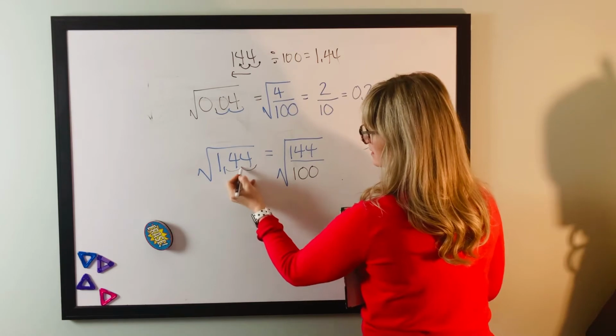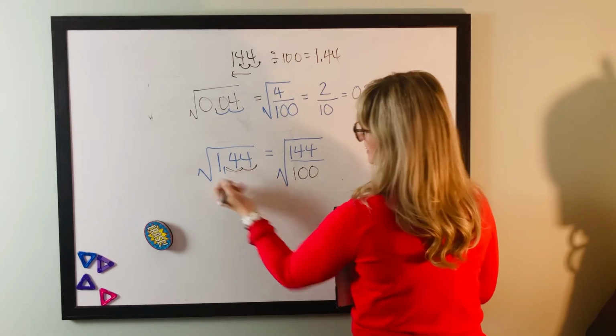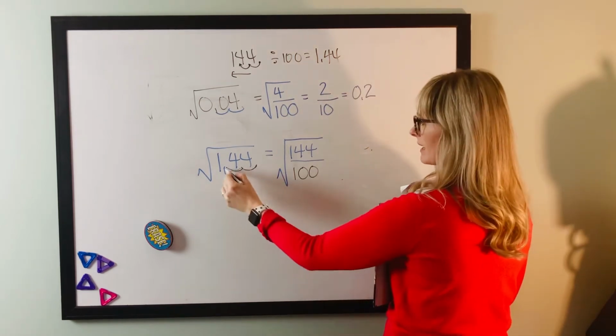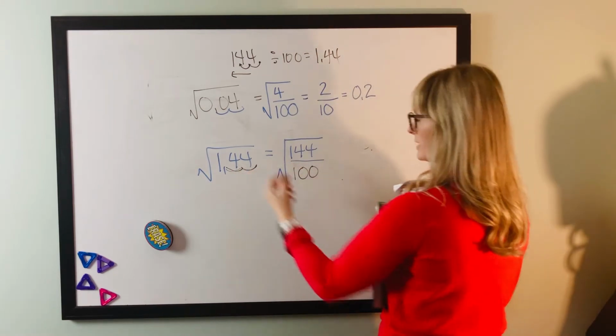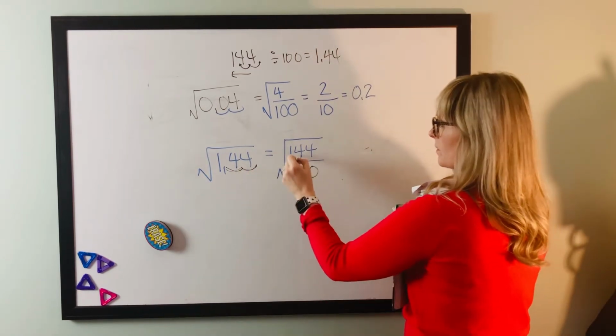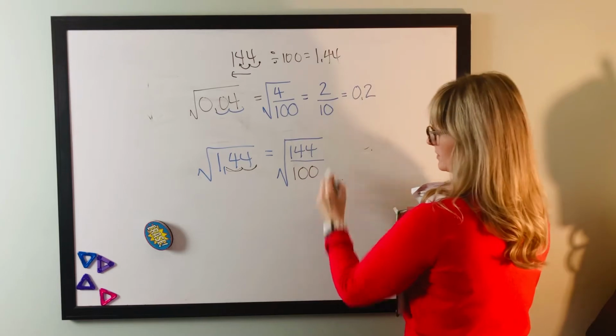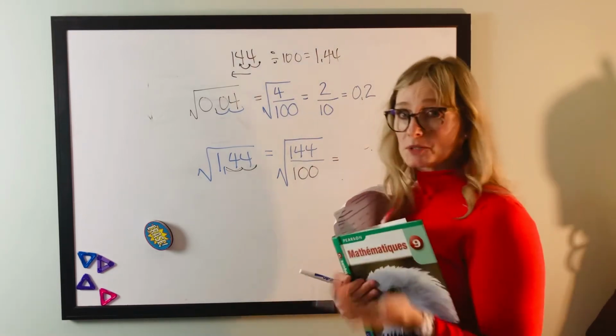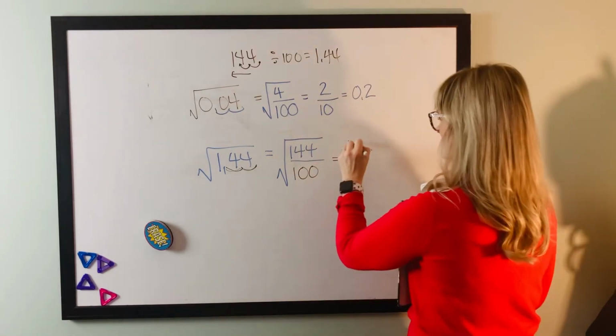1, 2 places. Okay, so to get back to 144, we had to move it 2 places. Here we go. So 144 hundredths. What's the answer to that? Well, what's the square root of 144? We know that's 12. What's the square root of 100?